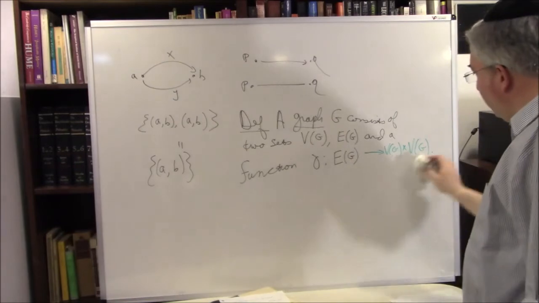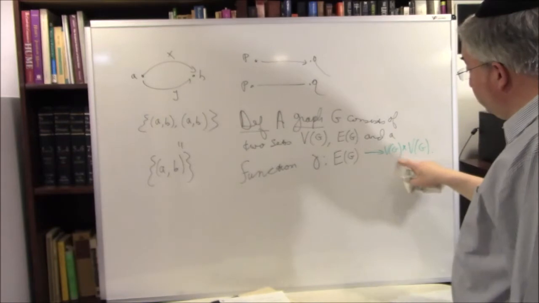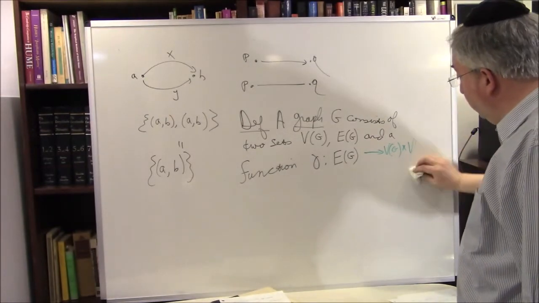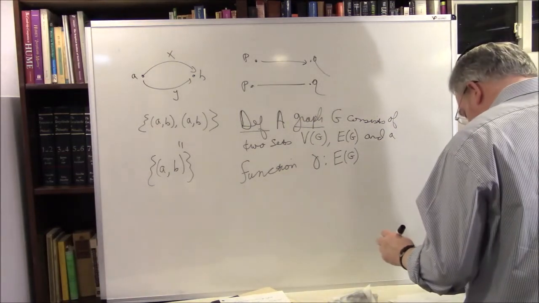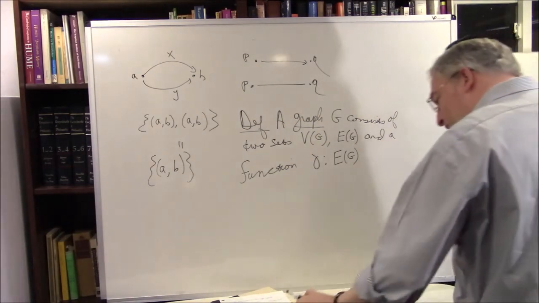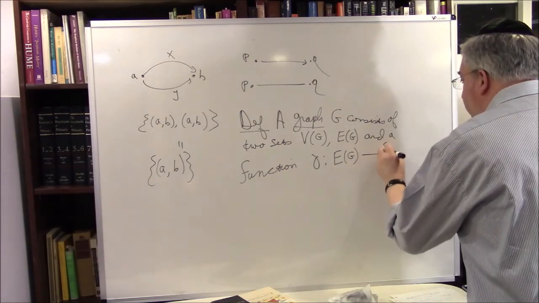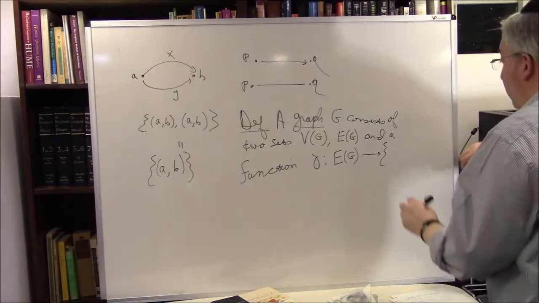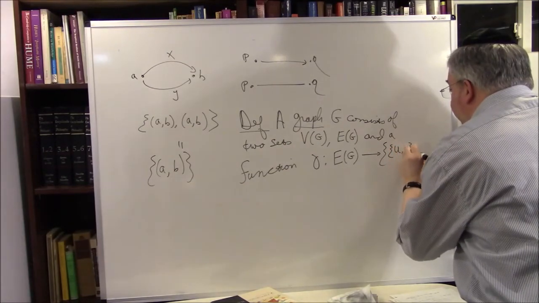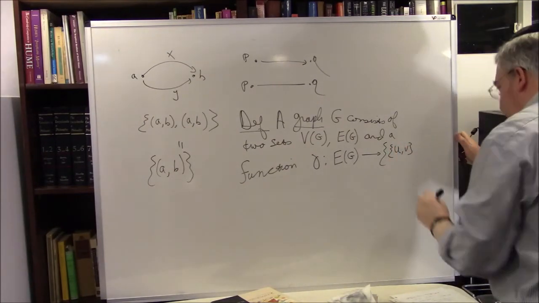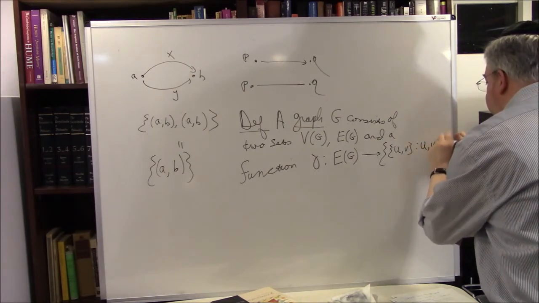And so we don't have a starting place, an ordered pair. When we said this was an ordered pair of elements, here we don't have an ordered pair of elements. Instead, what we have is as follows. E of G goes to the set of not ordered pairs, but set pairs, U comma V, such that U comma V is a member of vertices of G.